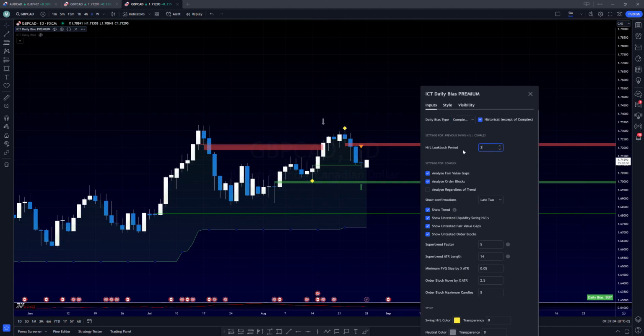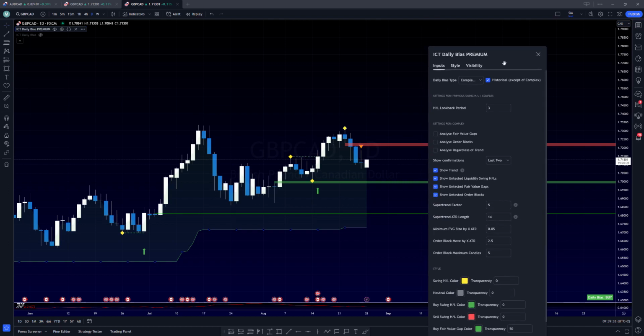So this setting can also be applied to the complex daily bias type, so it also works for that. This setting is for the previous swing high-low type and for complex. By default, the analysis includes fair value gaps and order blocks, so I will turn off analyzing by fair value gaps and by order blocks. Now it analyzes only by swing pivot high lows.